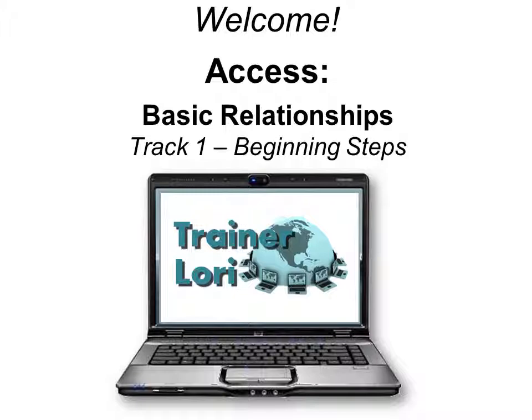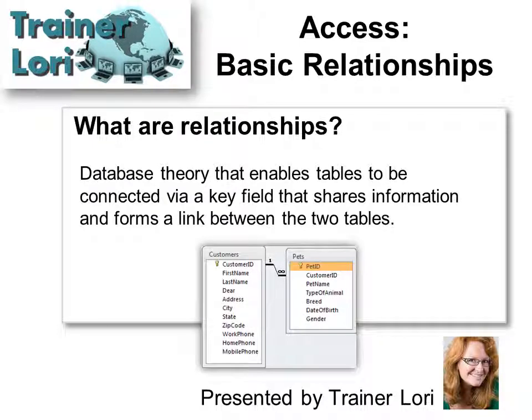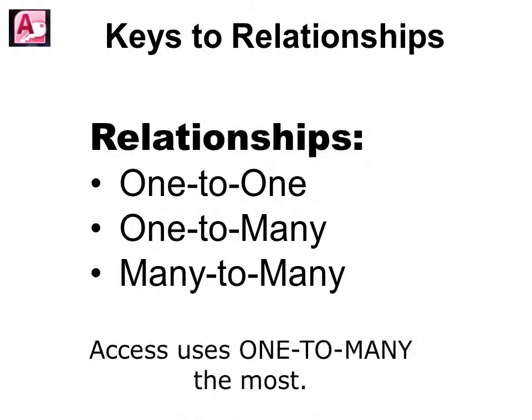I'm Trainer Laurie. What are relationships? Well, database theory that enables tables to be connected via a key field that shares information and forms a link between the two tables. That's a lot of ways to describe this. It's just two tables so that one customer can have many pets, and they're linked. There are three kinds of relationships: a one-to-one, a one-to-many, and a many-to-many. Access uses one-to-many the most.